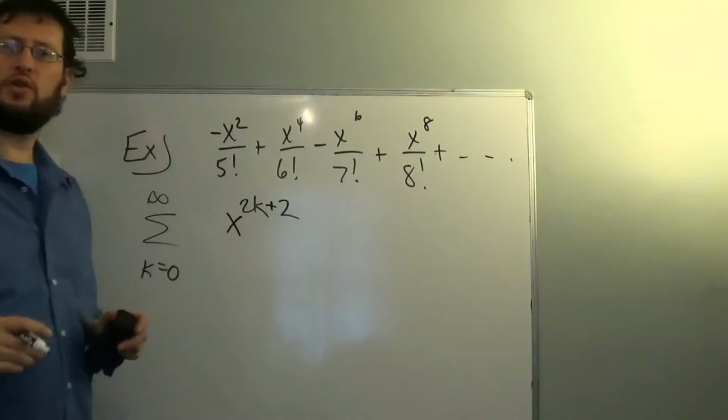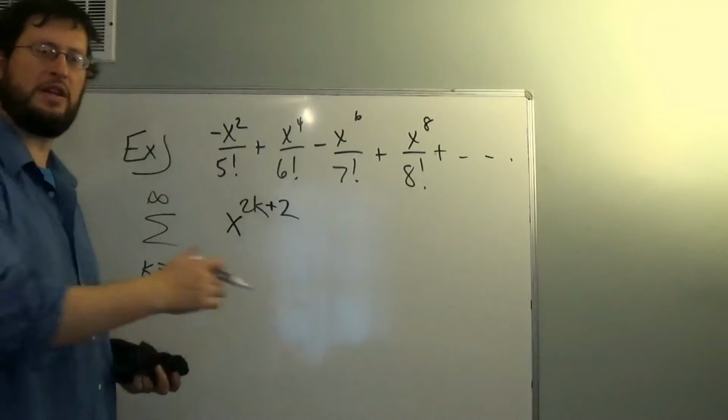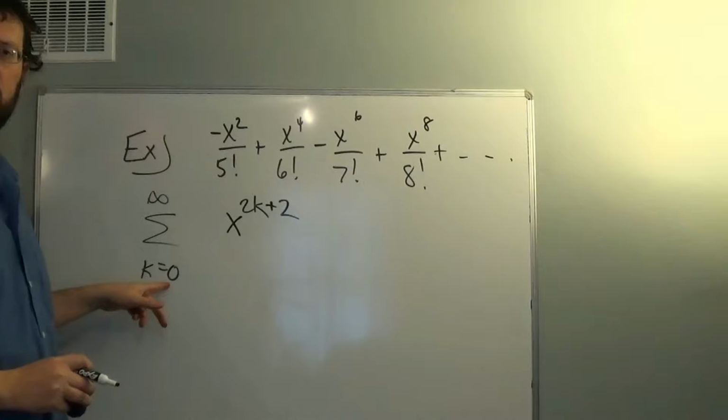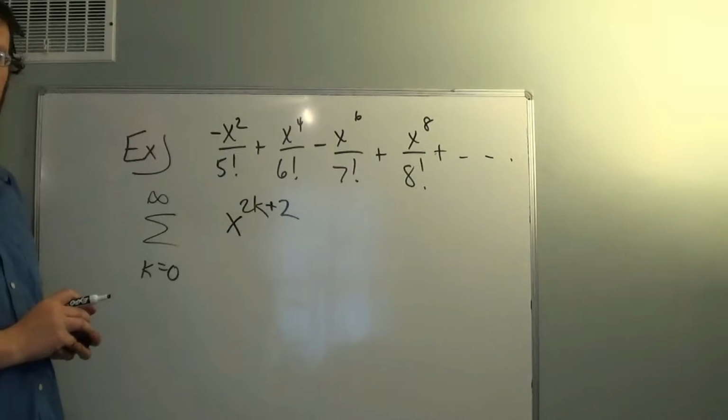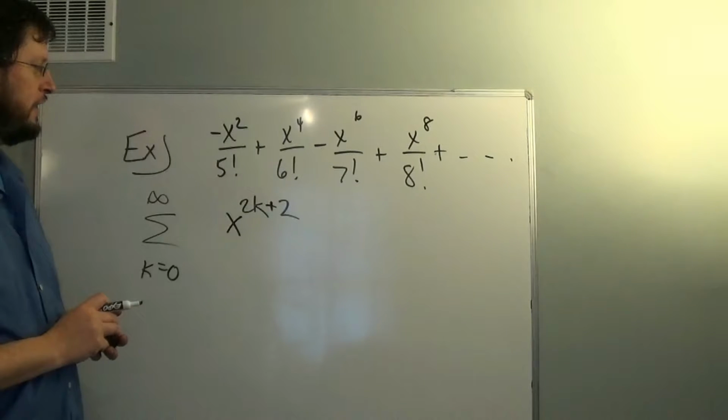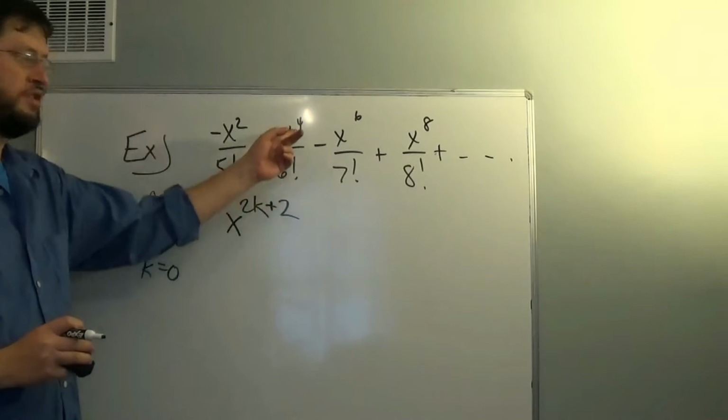Well, I'm going to shift things over by 2 to get to the next even number. Now when I plug k equals 0 in, I get x to the 0 plus 2, which is 2, just like I need it to be. When I plug k equal 1 in, that will be x to the 4, just like I need it to be, and so on.